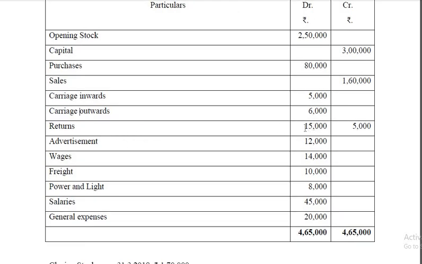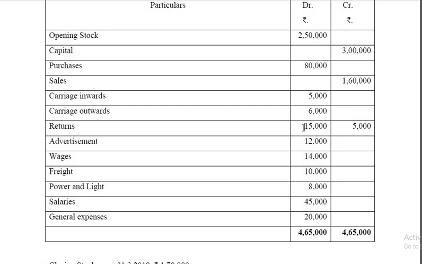Returns, you got both debit as well as credit. So this 15,000 is sales returns. Sales is a credit balance. If that is the case, sales return is a debit balance. So while preparing trading account on the credit side, by sales minus sales returns. So that way you have to calculate the net sales.